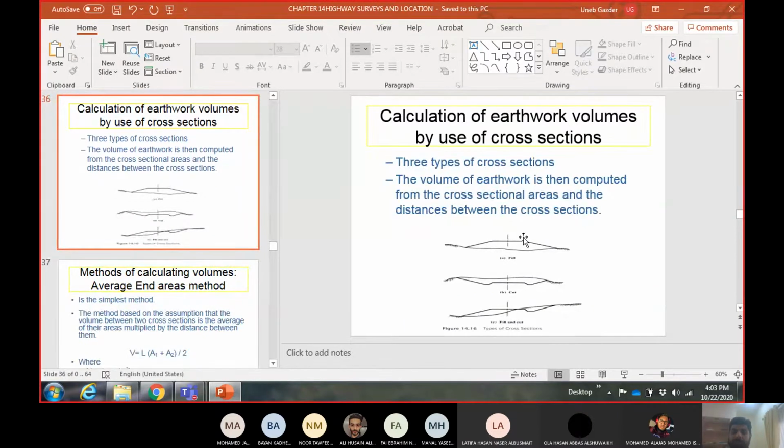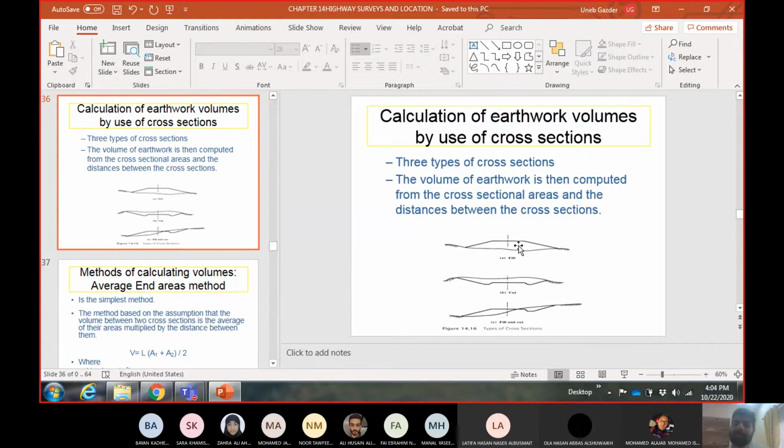So you see the first cross section, the road level. The road level can be identified with a plane surface, because the road has to be operational for vehicles, so we make it plane. The ground level obviously is rough and irregular, so you can see the ground level below. So the road level is higher and the ground level is below that. In order to bring the ground level equal to the road level, we have to do some filling in this case. So this type of cross section is known as a fill section.